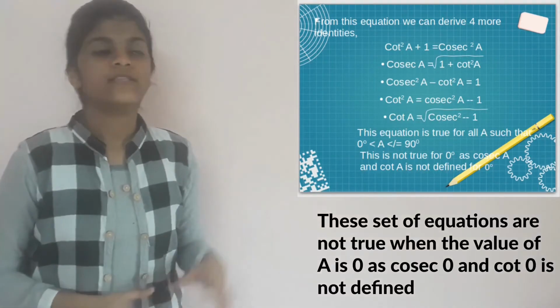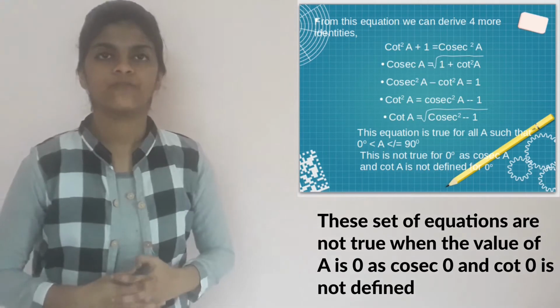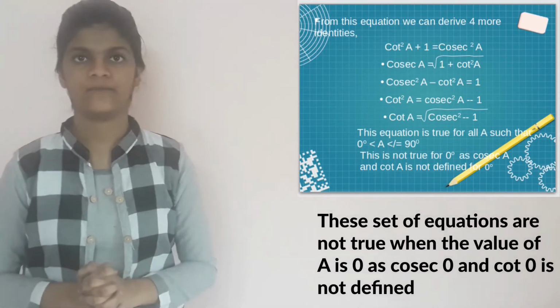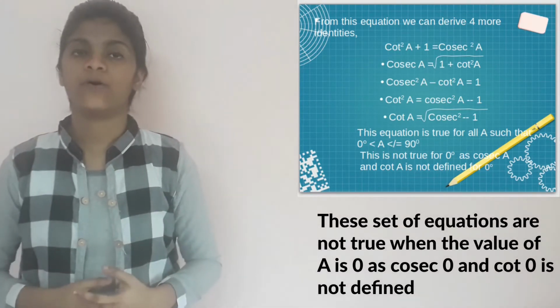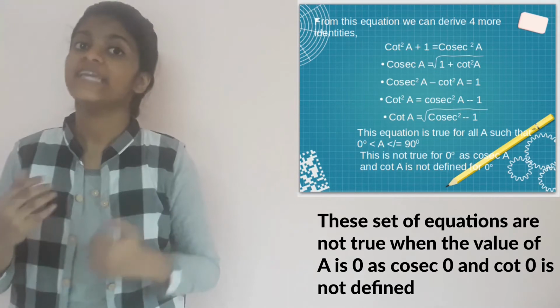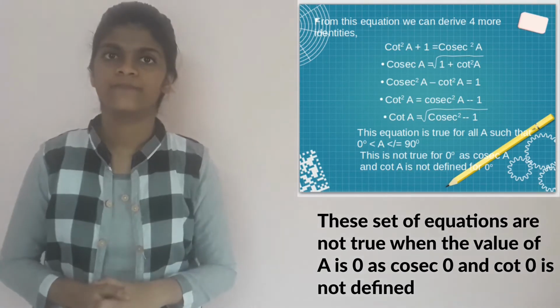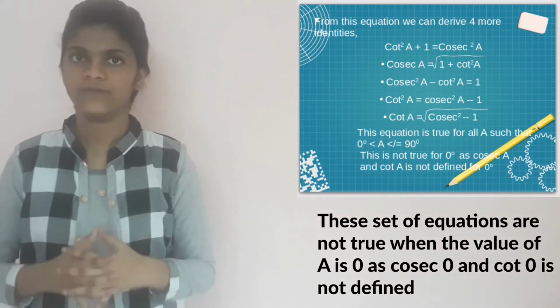The key point with these set of identities is that this is true for all values of A such that 0 degree less than A less than or equal to 90 degree. That is, the value of A should be greater than 0 degree and it should be less than 90 degree or it should be equal to 90 degree. What happens if the value of A is 0 degree? This equation is not applicable when the value of A is equal to 0 degree.